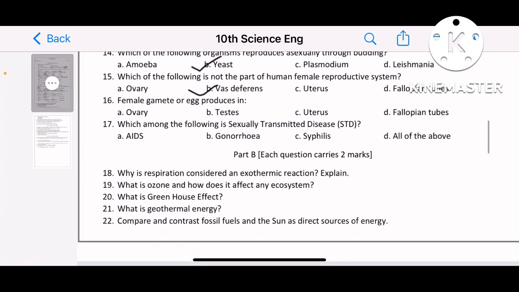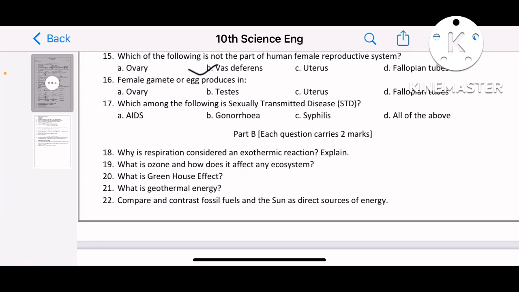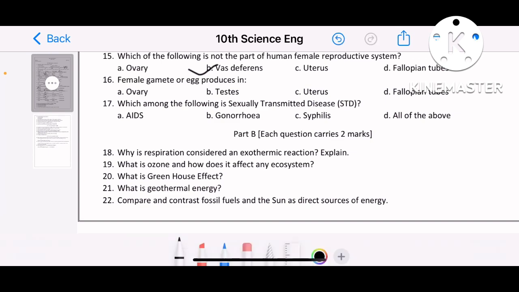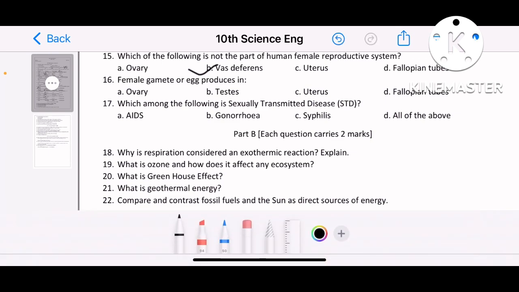Next question, question number 16. Female gametes or egg produces in. So as you all know, it is produced in the ovary. 17th question, which among the following is sexually transmitted disease, STD? AIDS, gonorrhea, syphilis, or all the above? So right answer is, all these three are STDs, beta. So right answer will be D.